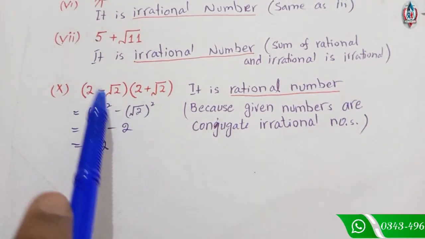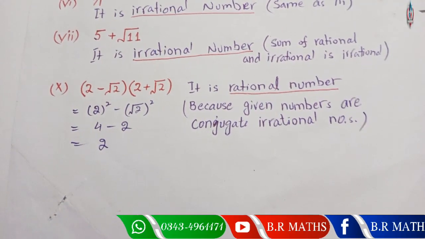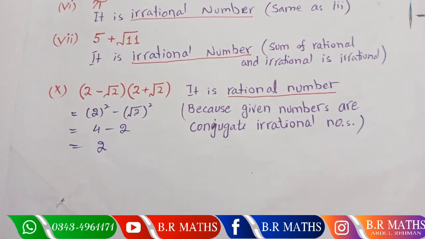Okay, and these given two numbers are also called conjugate irrational surds.